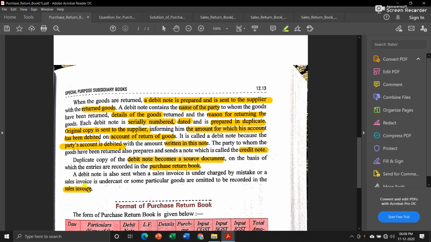Now while purchasing goods, if the sales invoice given to us by the supplier misses something, means if there is a mistake in writing down the amount or any other particular information, at that time also a debit note is given to the supplier.